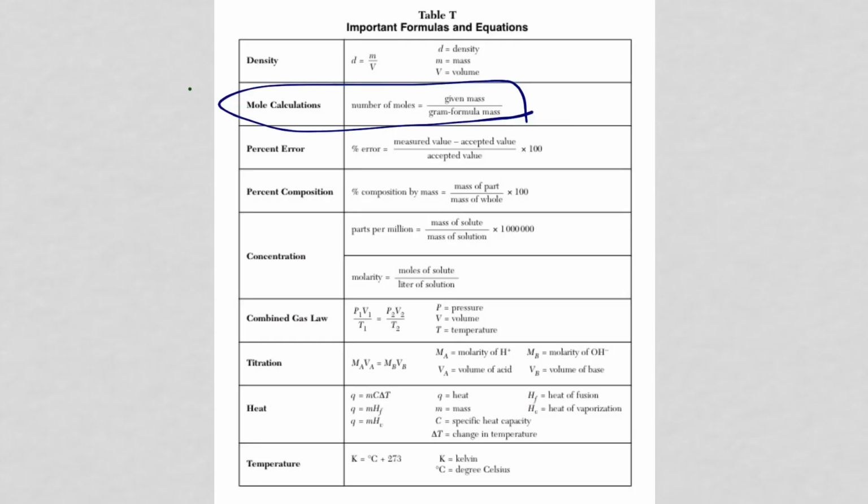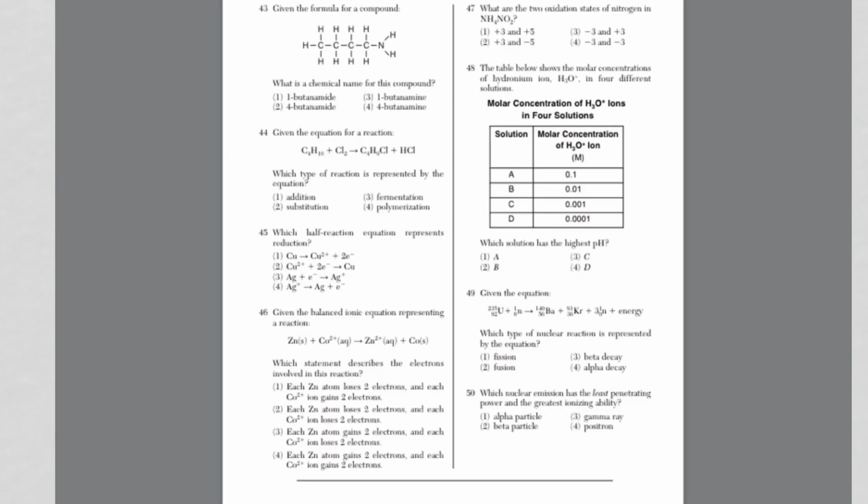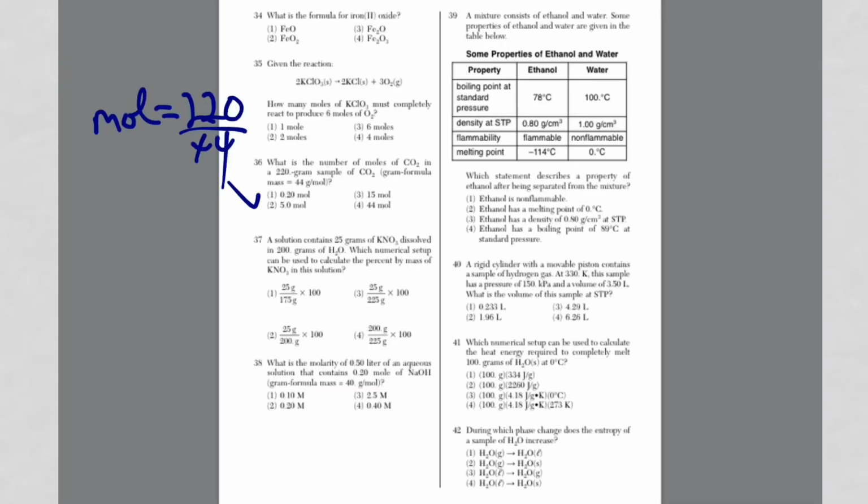Here we go. So percent composition by mass, right here. The part, that's what you're interested in, that's the percent divided by the whole thing. So let's go back. Now we're just looking for the setup, which is the numbers. So for something like this, the part is the KNO3, and then the whole thing is going to be the solution. So this is where they're going to try to trick you.